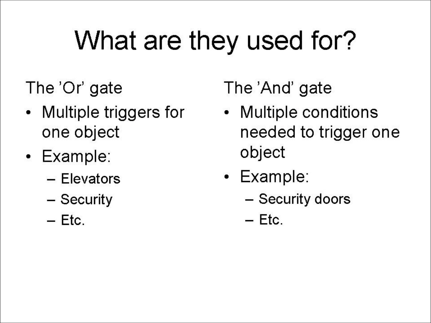Well, the OR gate can be used to make multiple triggers for a single object, since every input only takes one output. This can come in handy if you want to make an elevator, a security system, or something like that. The AND gate can be used if you want multiple conditions to be true in order to trigger one object. This might be used for things like doors, which you need to activate from both sides, or something alike.